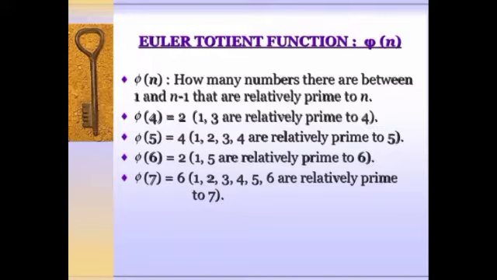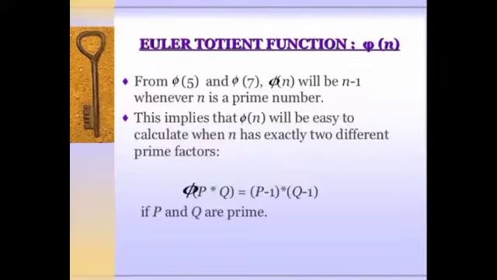And the totient of 6 is equal to 2, the numbers 1 and 5 being relatively prime to 6. And the totient of 7 is equal to 6, the numbers 1, 2, 3, 4, 5, and 6 being relatively prime to 7. And from the totient of 5 and the totient of 7, the totient of n will be n minus 1 whenever n is a prime number. This implies that the totient of n will be easy to calculate when n has exactly two different prime factors.